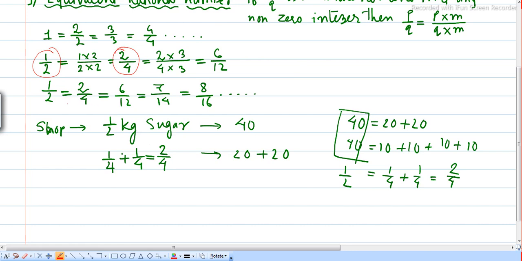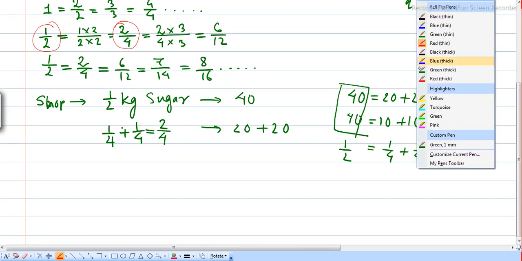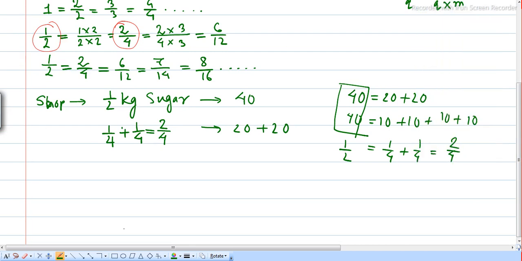And how will we get this equivalent number? By multiplying the numerator and denominator with the same number. So we will get different equivalent numbers. Now let's see one question on equivalent. So let's see one question.